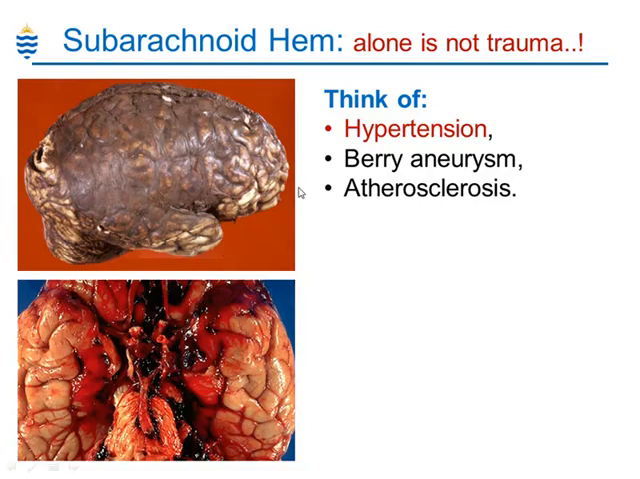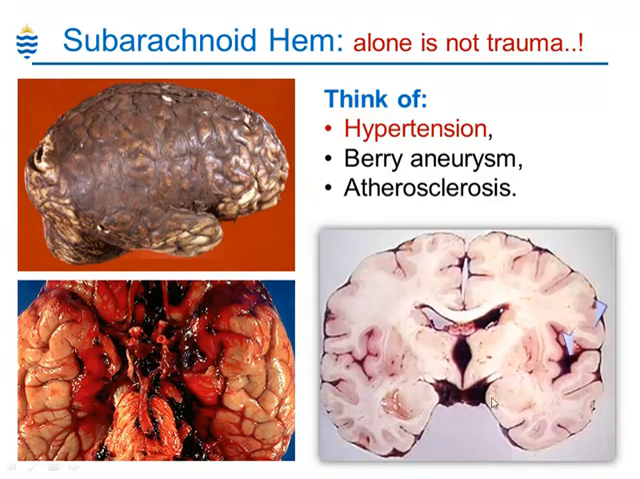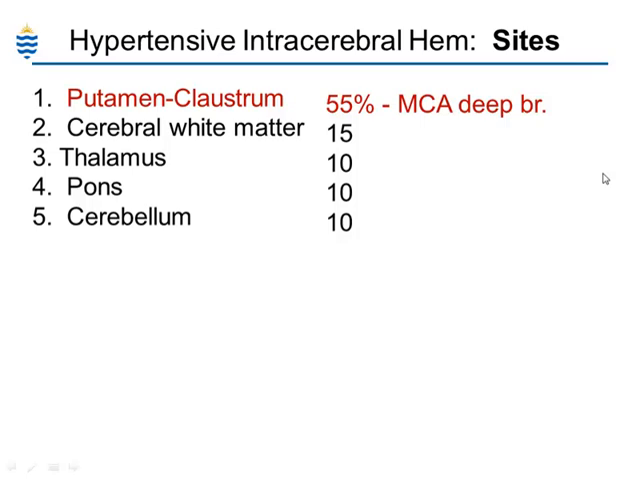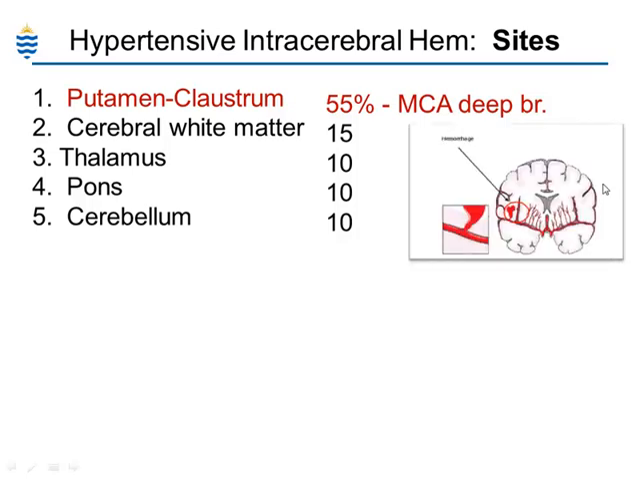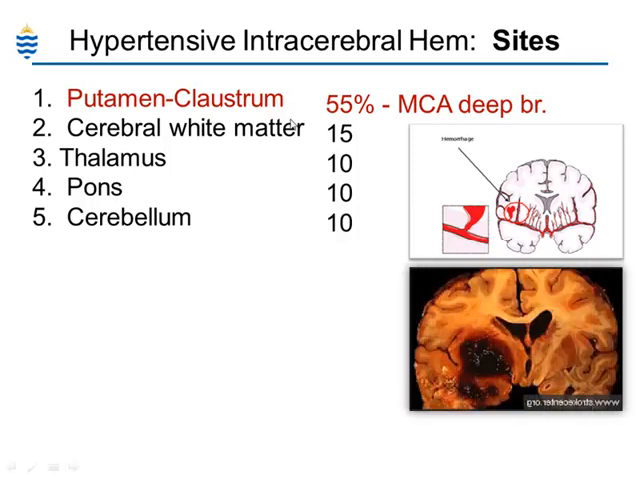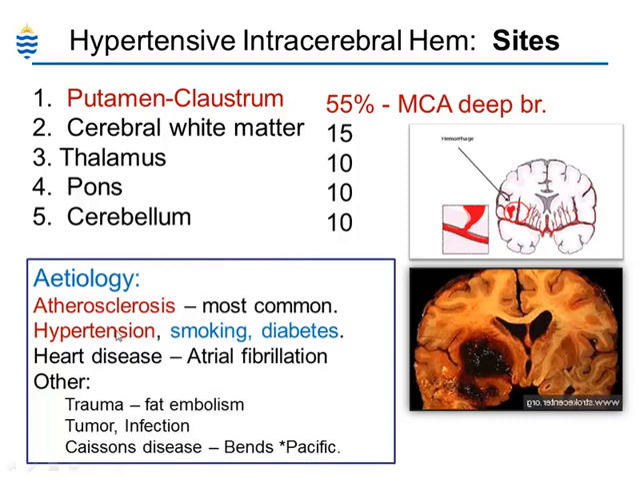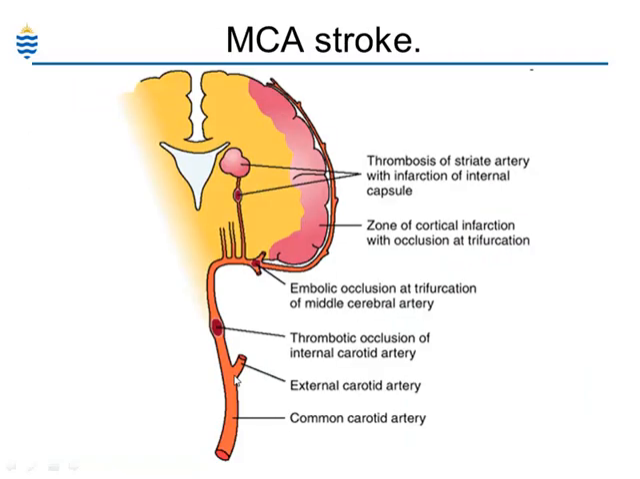So, subarachnoid hemorrhage appearance, and think of hypertension, berry aneurysm, atherosclerosis. Hypertensive intracerebral hemorrhages, the commonest site, 55%, is putamen, but all of them together are hypertensive hemorrhages. The commonest site is this: atherosclerosis, hypertension, heart disease, atrial fibrillation.